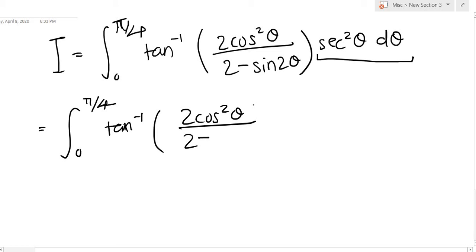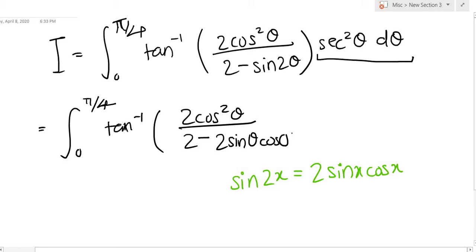Now what is sine 2 theta? Well, we know the double angle formula for sine 2x. For example, we have 2 times sine x times cosine x, but instead of x we have a theta here, right? So let's just implement this formula. Instead of sine 2 theta we have 2 sine theta times cosine theta, and we still have the secant squared theta d theta outside.